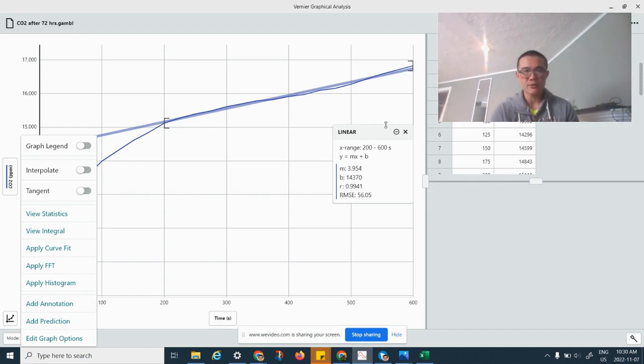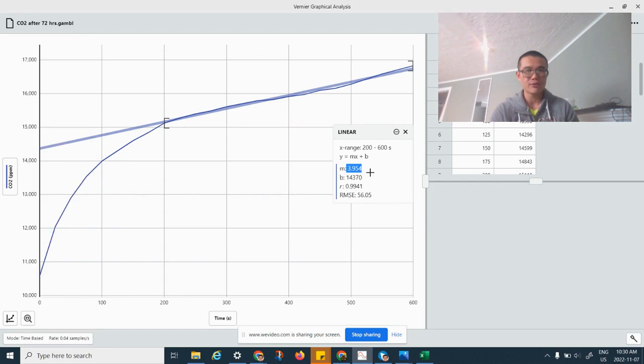So I choose a linear curve, and I'm more interested in the slope, which for today is 3.94. So this 3.94 is the rate of change, how fast CO2 is generated per second. That's the rate that I have.